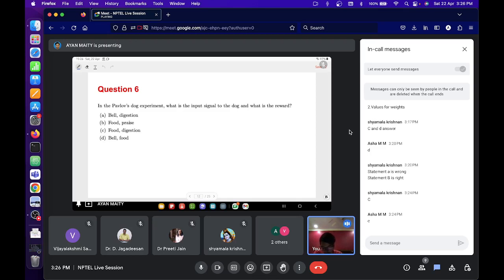Option A, bell and digestion. So bell is the input signal, digestion is the reward. Option B is food and praise. Option C is food and digestion. Option D is bell and food. So what is the input signal to the dog and what is the reward in Pavlov's experiment? And this experiment is very similar to what we do in reinforcement learning. So that's why we have these signals and rewards concept here also.